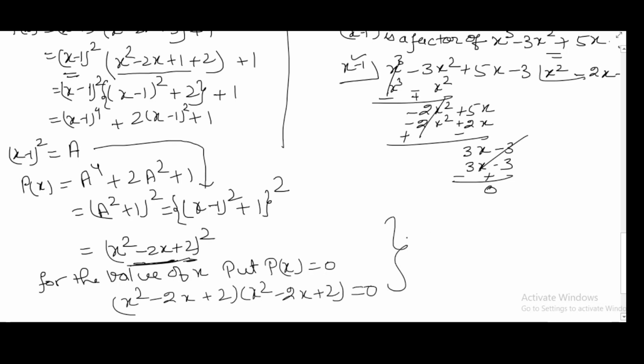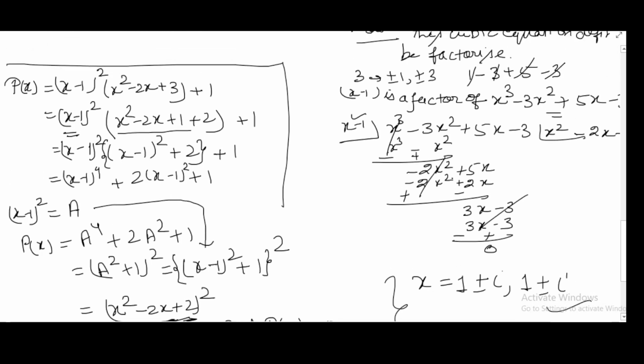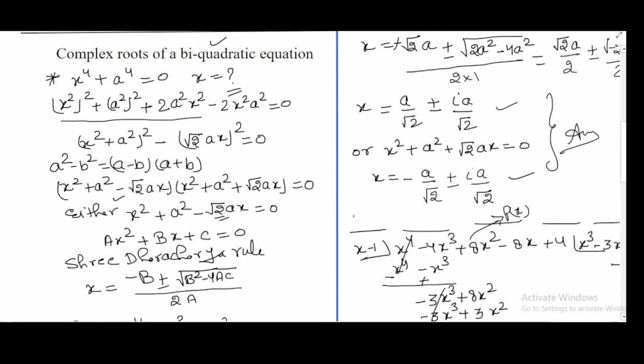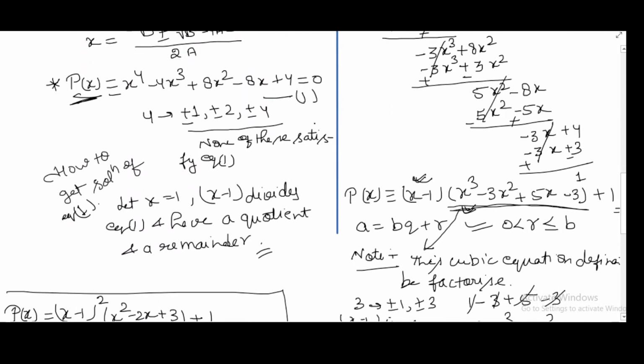That means by factorizing it using Sridharacharya rules, the value of x will be 1 plus minus i and 1 plus minus i, because I don't think it will be worthy to solve this quadratic equation, because I have already used the Sridharacharya formula previously 2 times, okay. So this is the procedure to solve the bi-quadratic equation which has complex roots. I just want you to note one thing at the end.